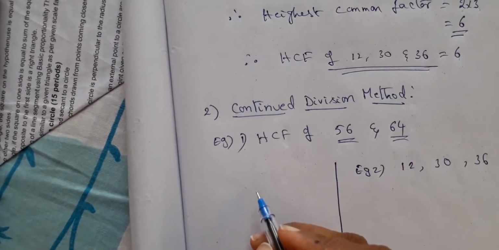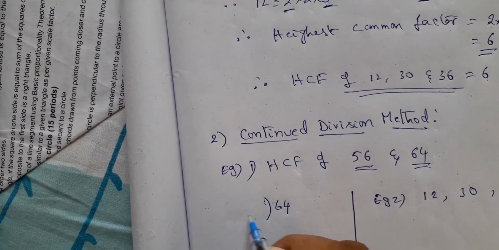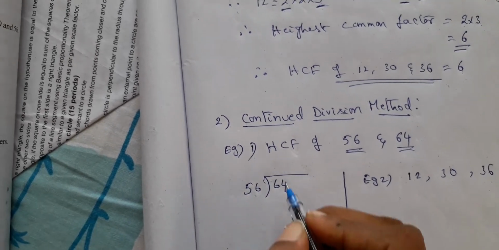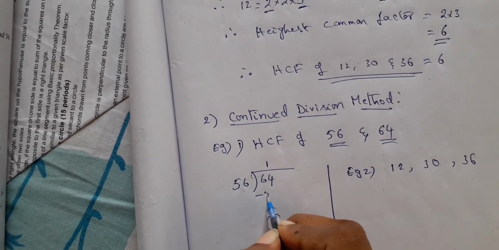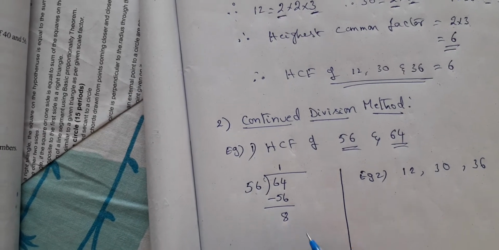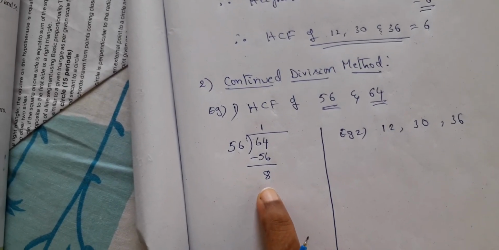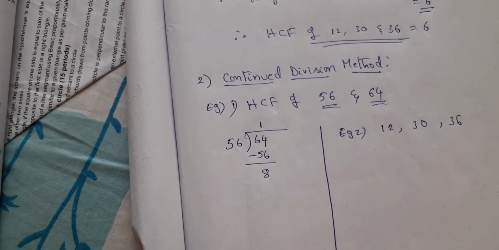What you have to do is divide 64 with 56. How many times will it go? It is one time. So minus 56, upon subtraction you get 8. So now what to do? Here the remainder is not 0. So until the remainder is 0 you have to go. You have to continue this division.